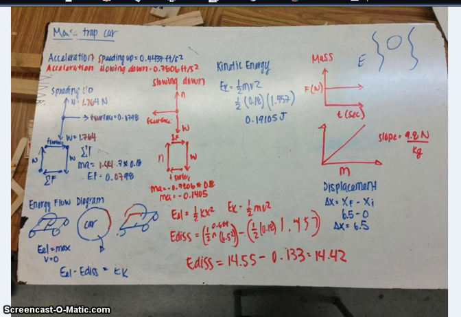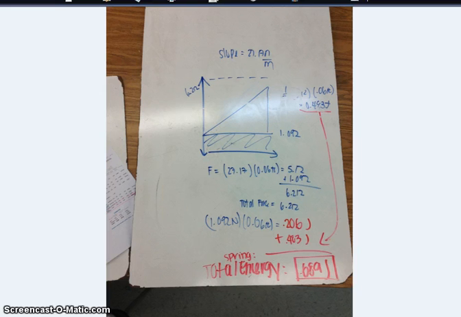Your displacement is your delta x equals final position minus initial position. Your final position is 6.5, and your initial position is 0. Therefore, your displacement is 6.5. And the last part of the presentation would be my graph for my E elastic.